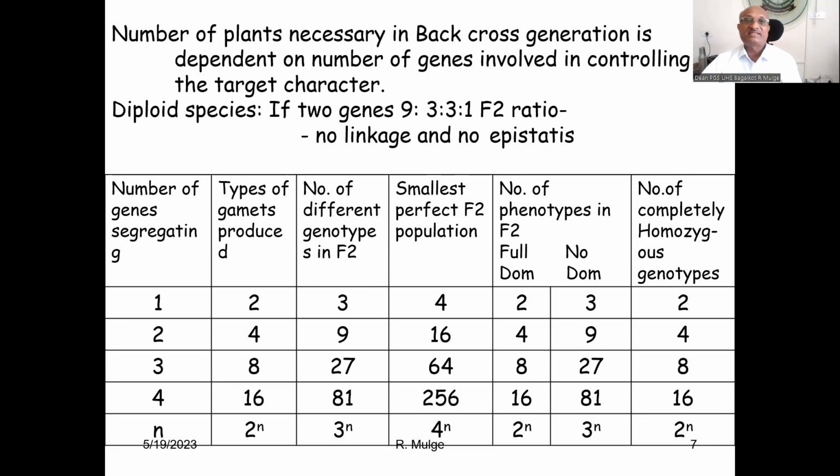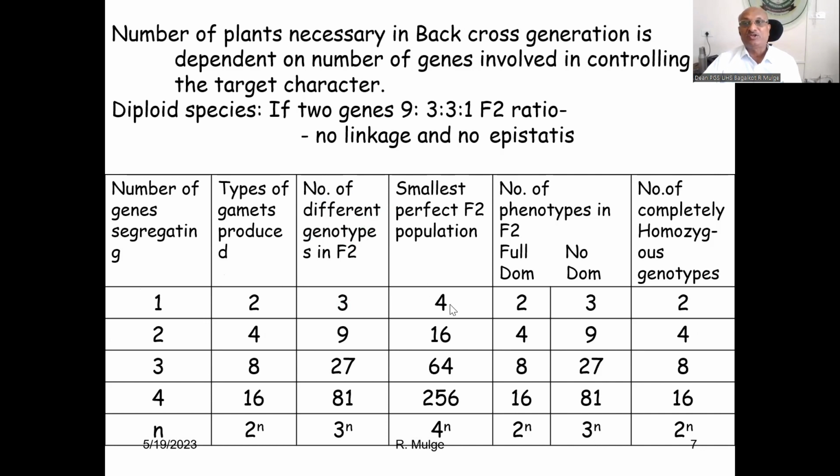So you just look at this: the number of genes segregating. How many genes are segregating? One gene produces 2 types of gametes, one dominant, one recessive. And the number of different genotypes in F2: one is homozygous dominant, the second is heterozygous, and the third is homozygous recessive. So we get 3 different types of genotypes.